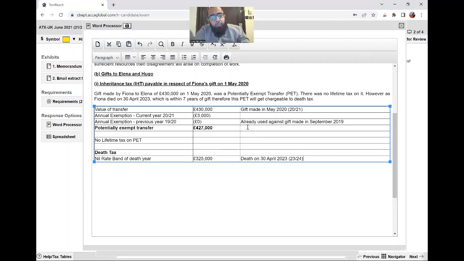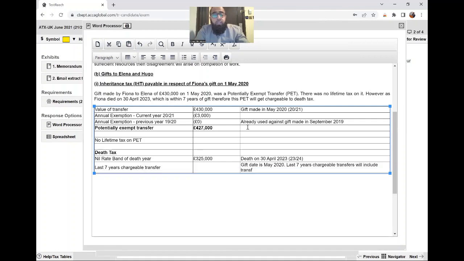You can look at the tax rate sheet. Now, the examiner has said that for every year you can use 325. Last 7 years, chargeable transfers. Okay. Gift date is May 2020. Last 7 years, chargeable transfers will include transfers between May 2020 and May 2013. Obviously, if you go back 7 years, just use your mind.